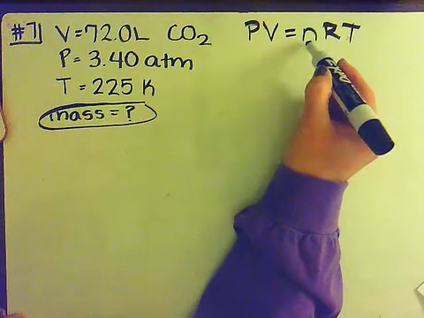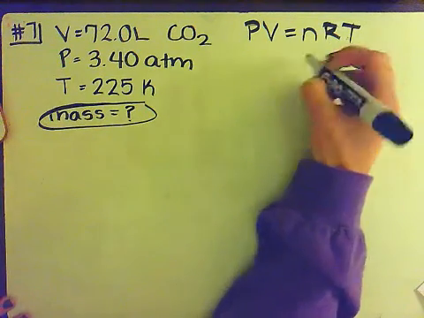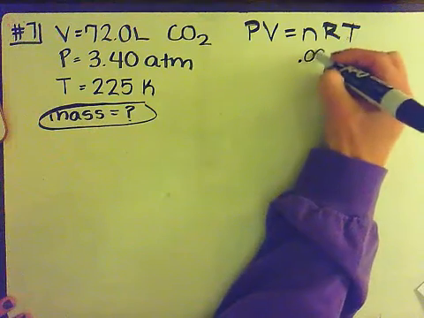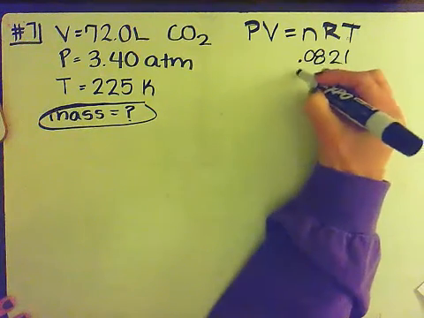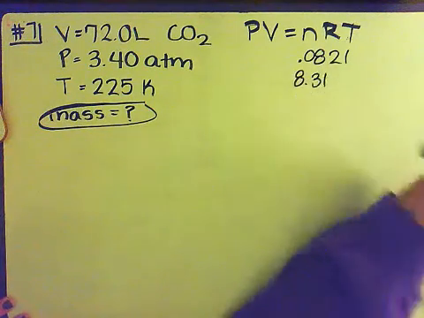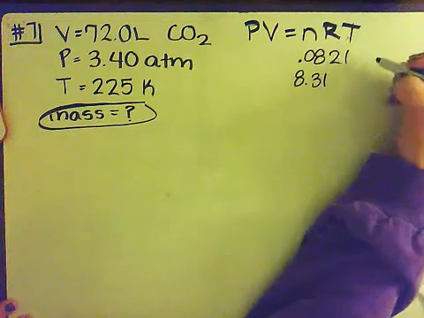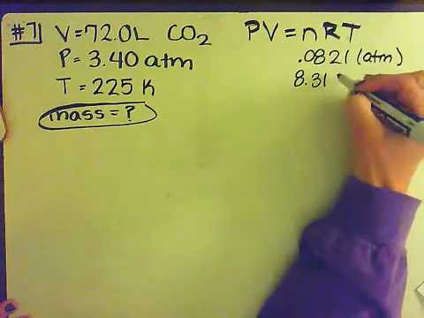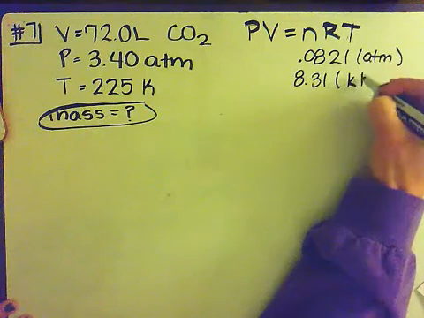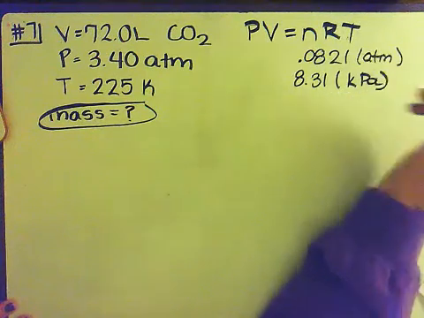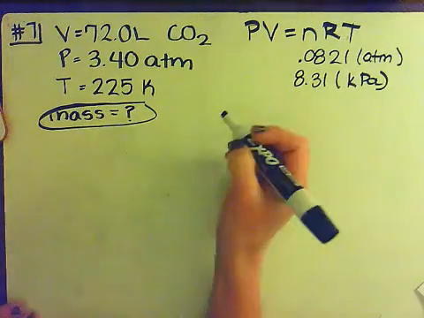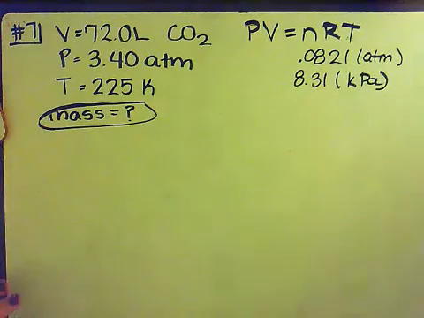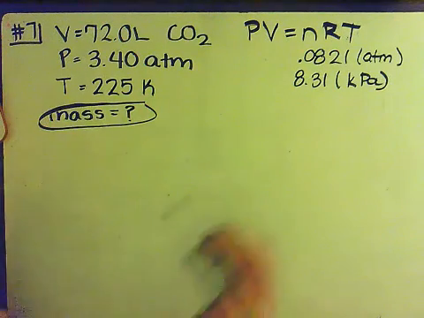Remember, n represents the number of moles. R is a constant that can be two different values, 0.0821 or 8.31. Those are the two that we'll be using. We're going to use the 0.0821 if our pressure is given in atm, and if the pressure is given in kPa, we use 8.31. And then our final variable here is temperature. So let's just go ahead and plug in the values that we were given.